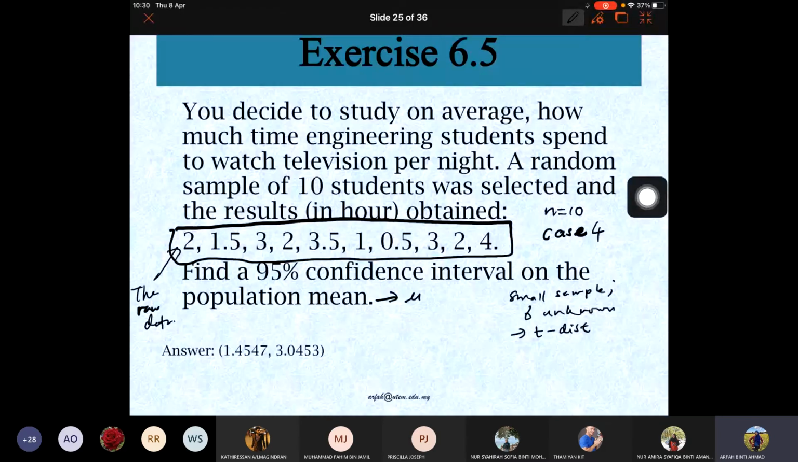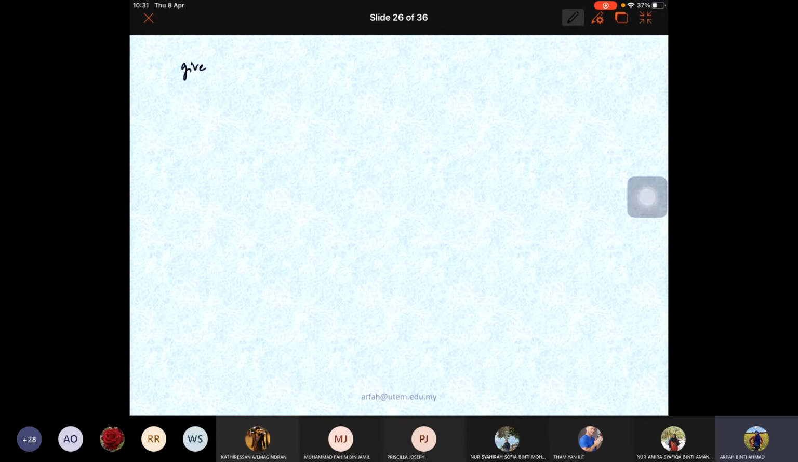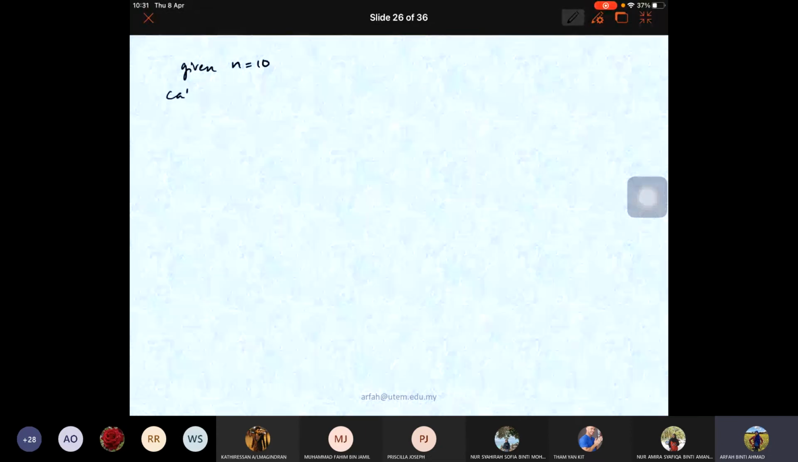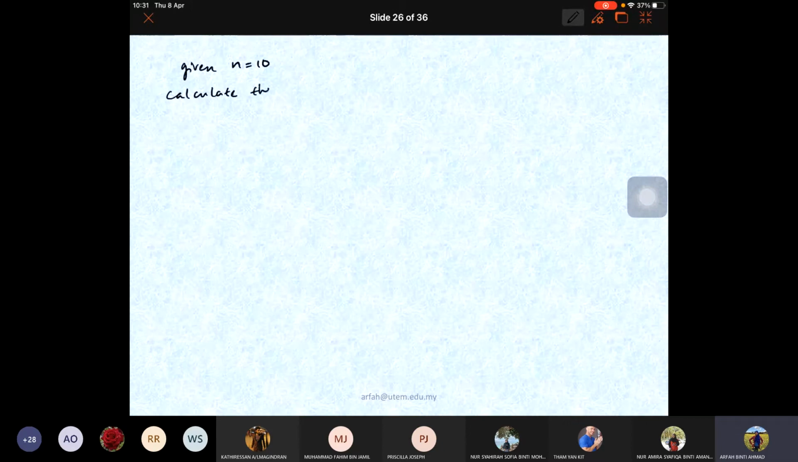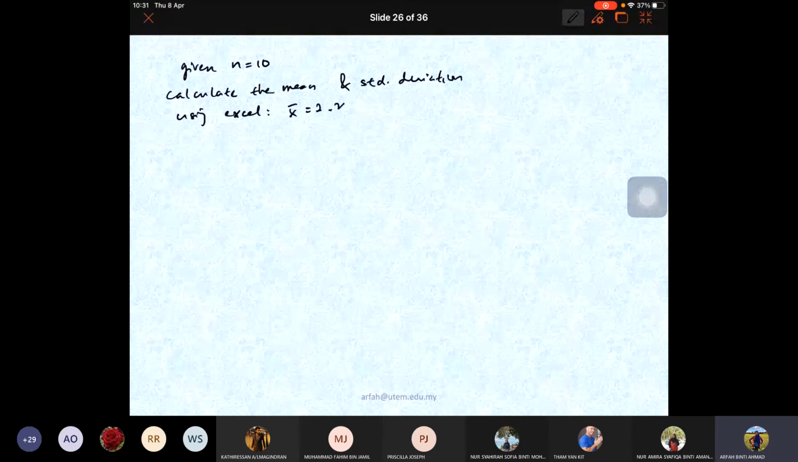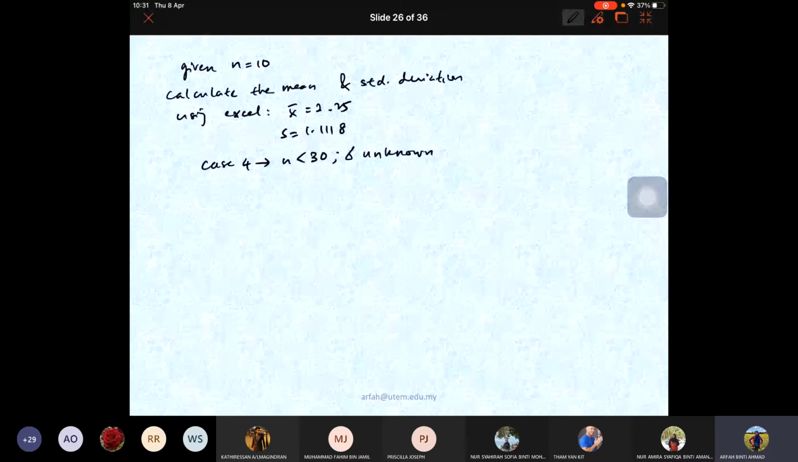Calculating using Excel for this particular example, given n equal to 10, calculate the mean and standard deviation. Awak akan dapat X bar sama dengan 2.25 dan S sama dengan 1.1118. So this is case 4. Why? Because n less than 30 and sigma is unknown. So we will follow the T distribution table.